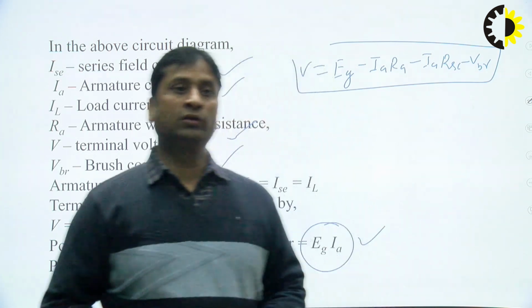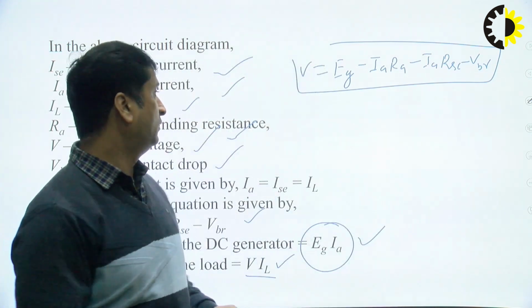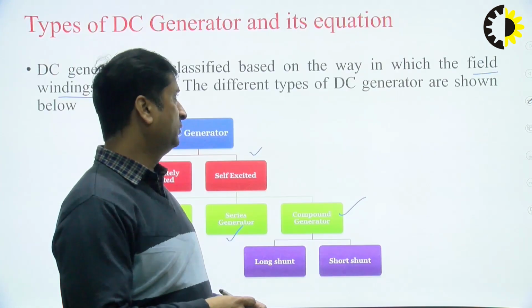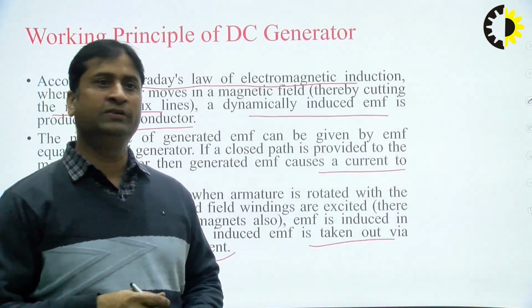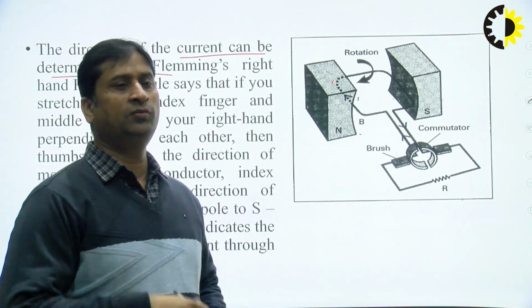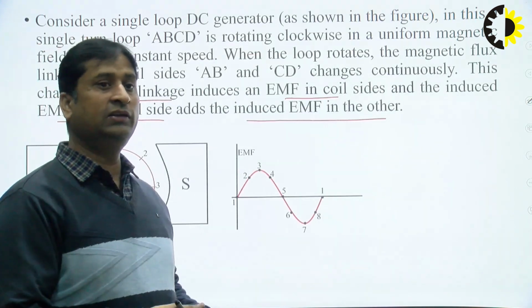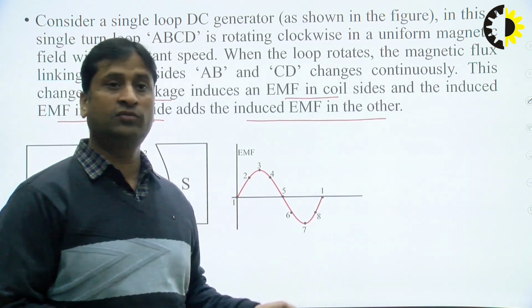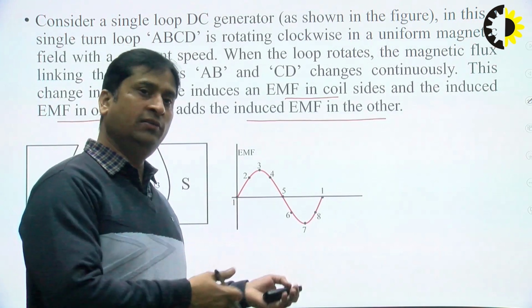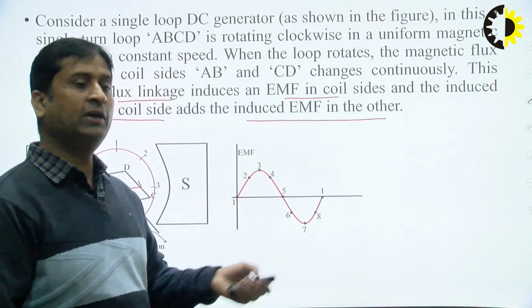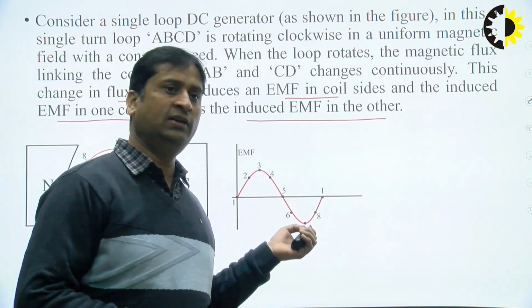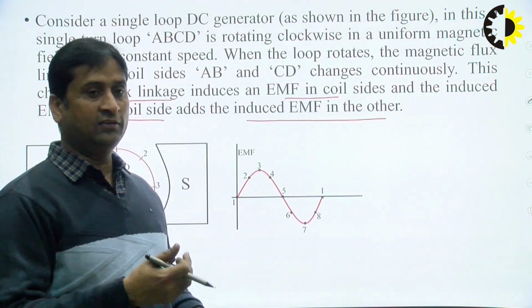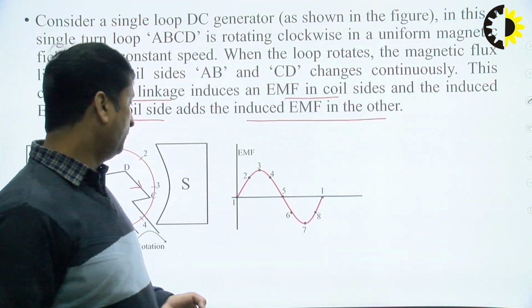So in today's lecture, we have seen some important topics: the basic principle of the generator, how the voltage is induced, and the nature of the voltage, which is sinusoidal in the armature. Then we convert it into DC with the help of the commutator. We will discuss the action or working of the commutator in the next lecture.